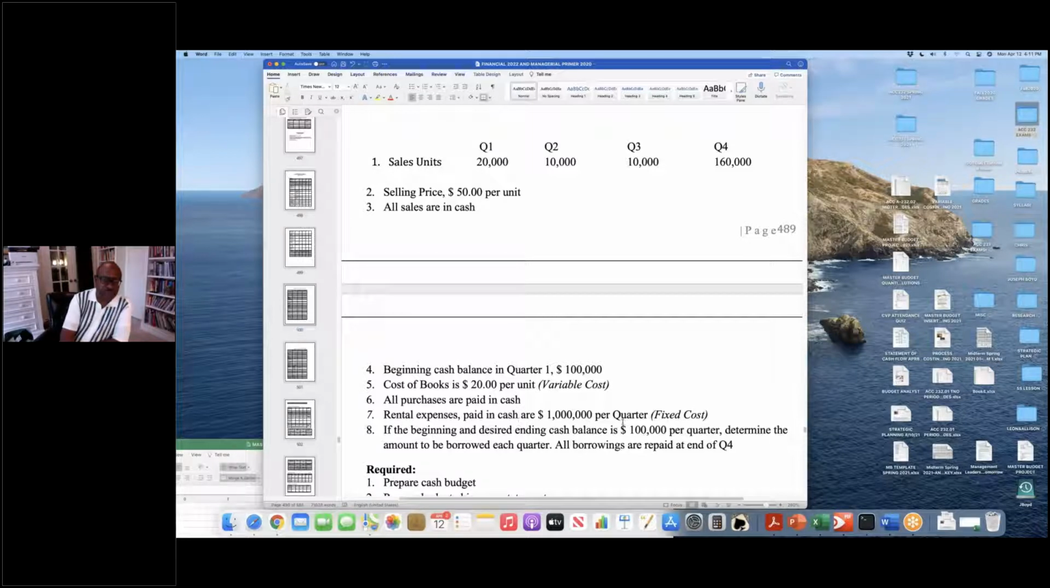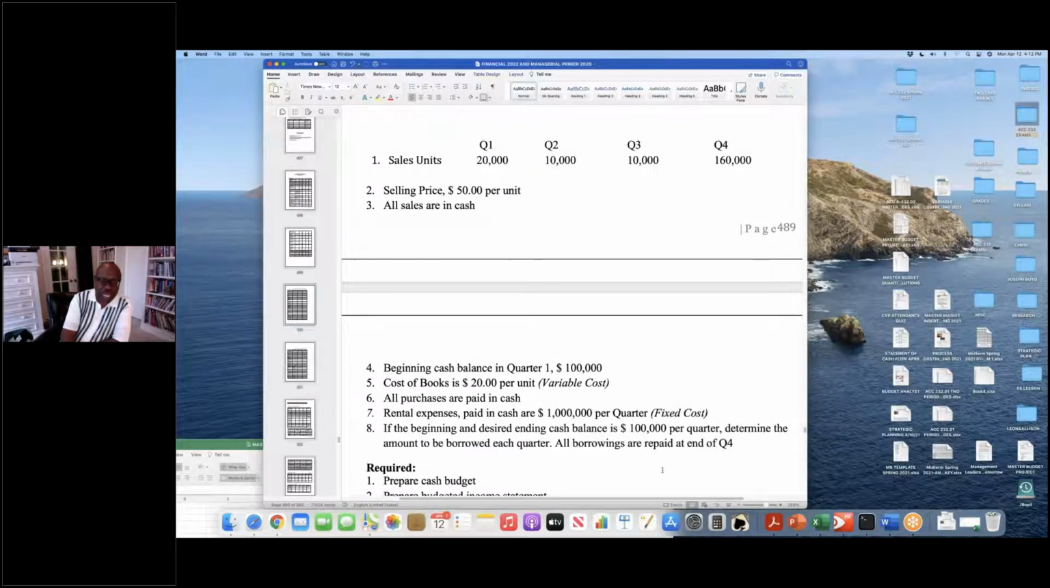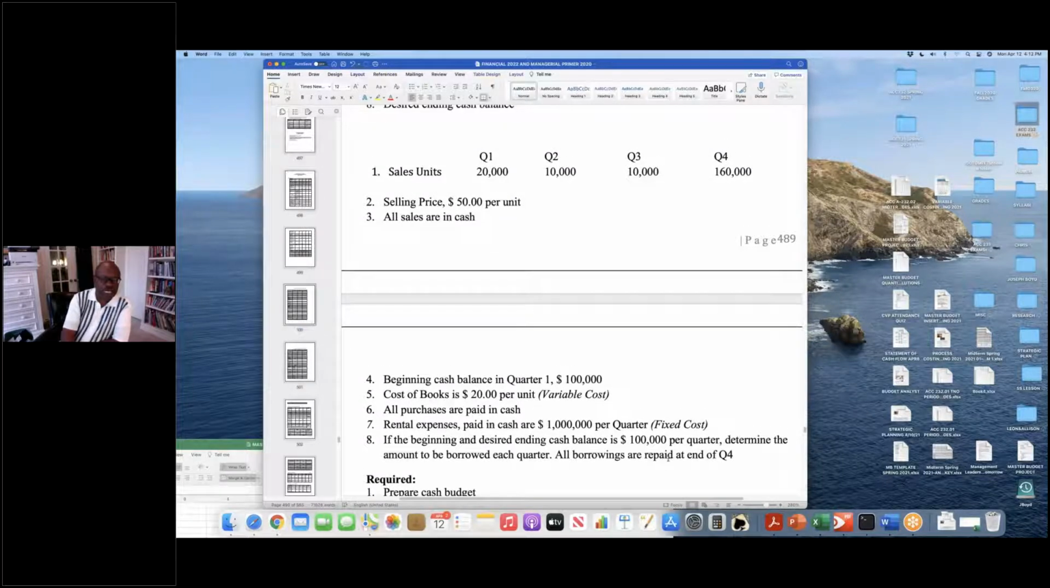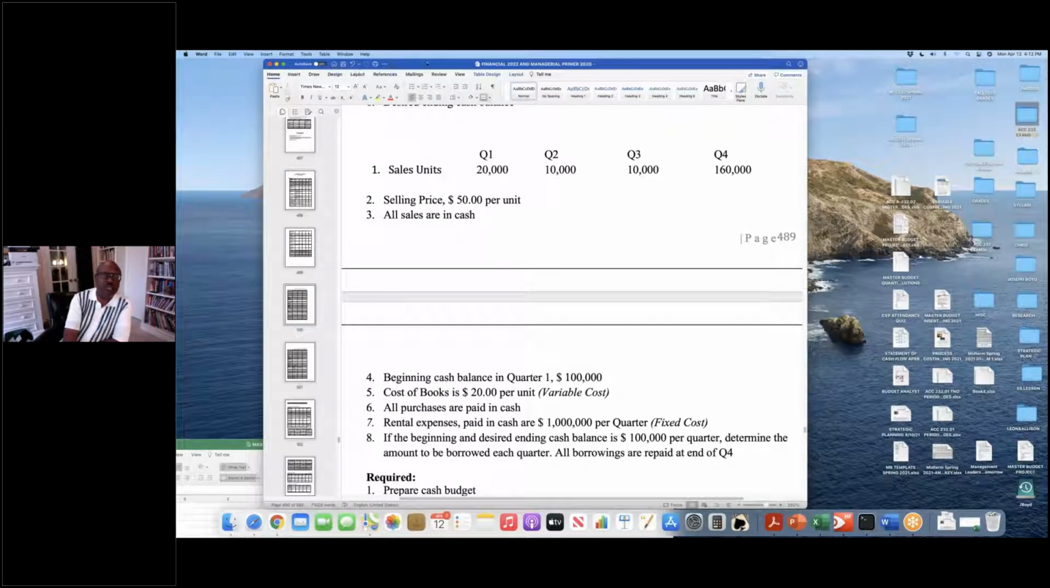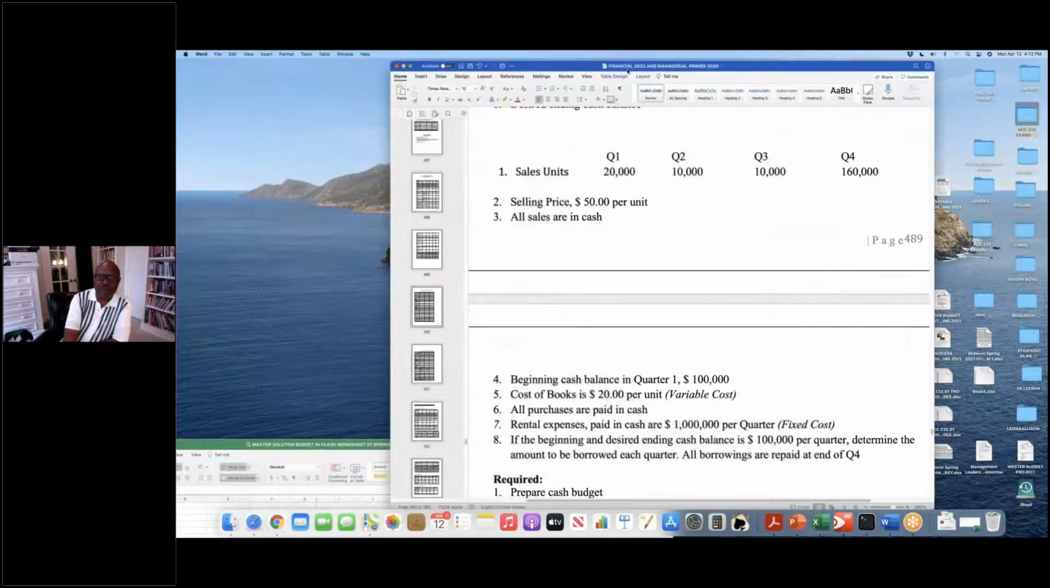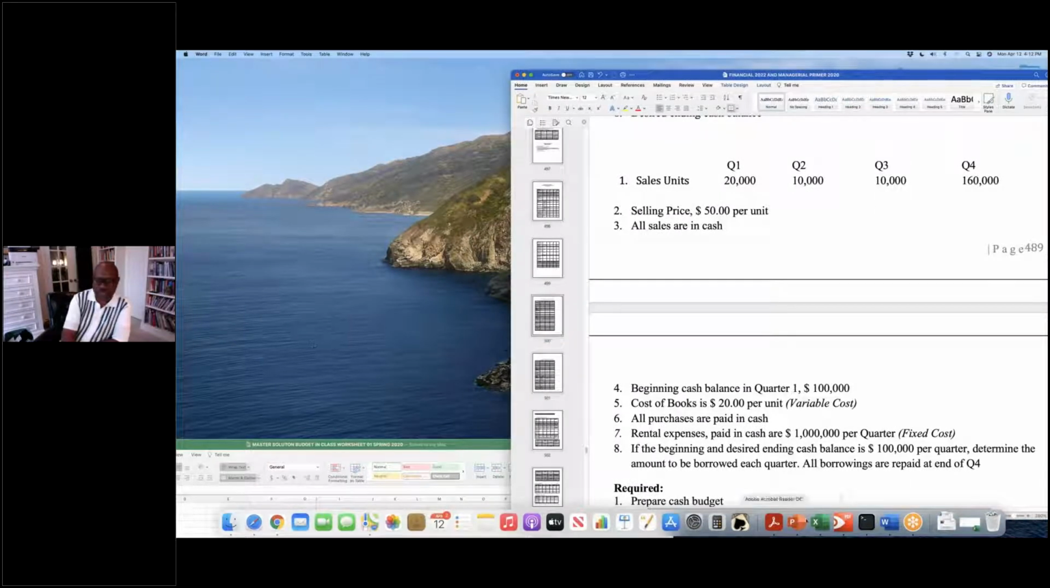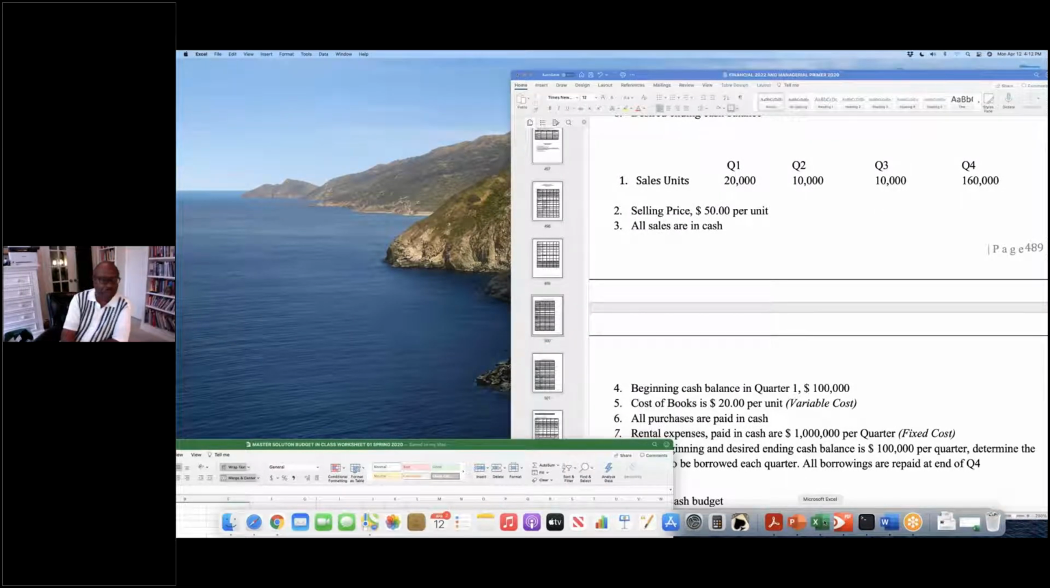Then we got rental expense, which is our selling expense. I just made it rent to keep it distinguished. $1 million a quarter. So every quarter, 1, 2, 3, and 4, we got to pay $1 million. And we want a desired $100,000 in the bank. So we need to prepare a budget to lay this out quarterly to make sure we're going to have enough money. So can we do that? Can we prepare a budget quarterly to accomplish that?